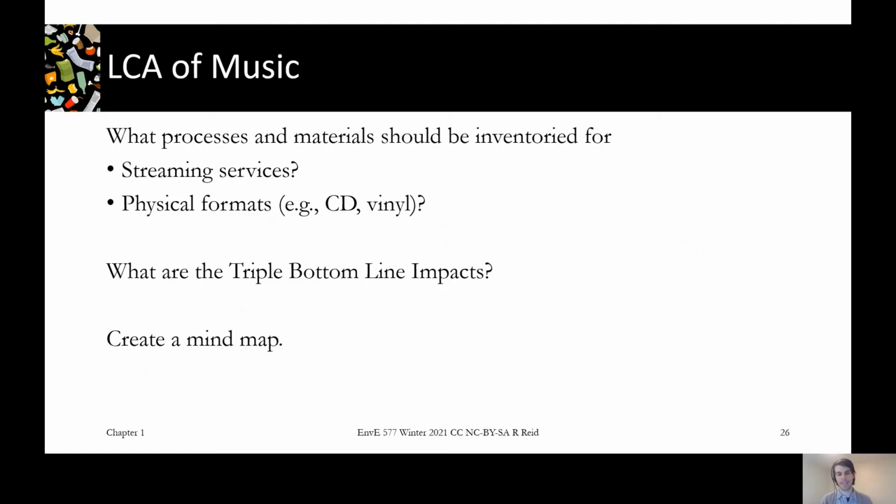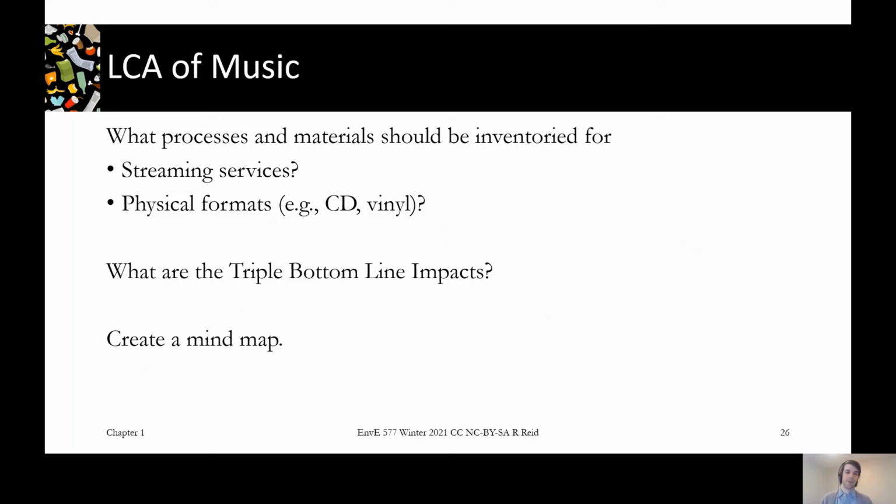And the goal is to help us write down everything that is going to be impacted from me listening to a song on a streaming service versus me listening to like a CD or a cassette. So that's our life cycle inventory. It's all those pieces together.